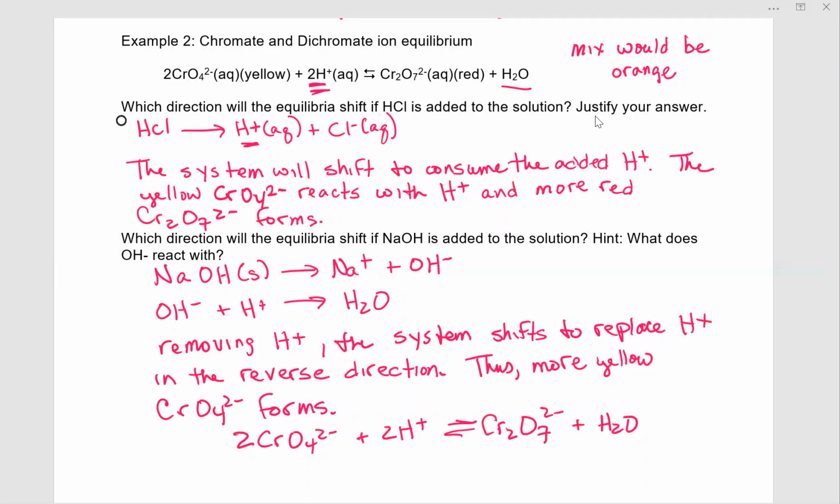So our net effect when we added the hydroxide was that we removed H+, and at the same time we actually increased the water. Both of these changes are going to make the reaction tend to shift in the reverse direction. By removing H+, the system shifts to replace the H+ in the reverse direction. We've also added water, so it's going to move to consume the water in the reverse direction. So we're going to get more yellow of the chromate ion forming. Okay, we've got one more example to go. So here we go with that.